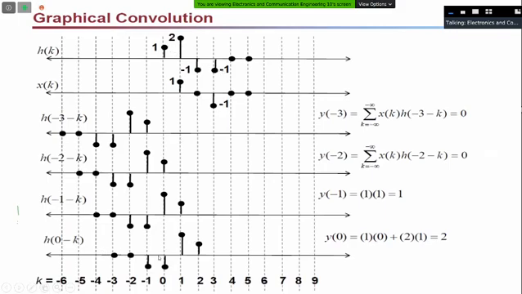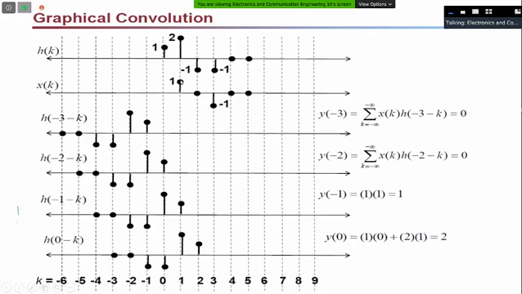And if you see h of minus k, the 2 remains as it is. The -1 and -1 will come to the left of the 2, and this 1, which was earlier on the left, will come to the right, because you are doing the flip operation h of minus k. And once you do the flip operation, you will have to multiply the sequence h of minus k with x[k]. That means you will have to multiply the corresponding values.